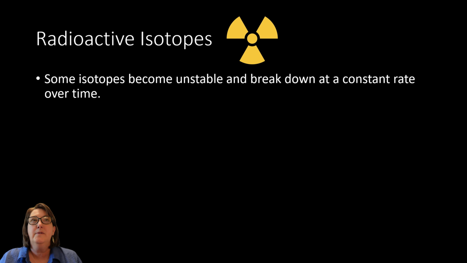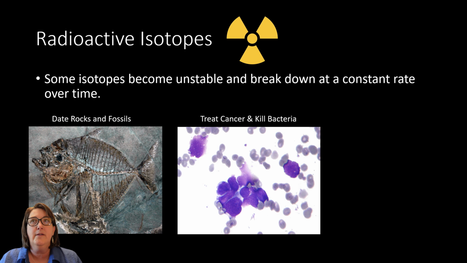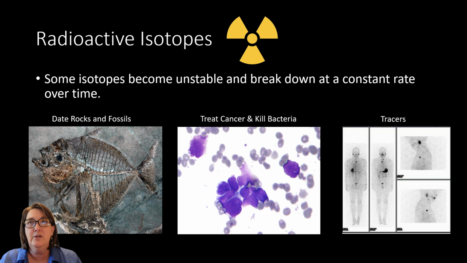Radioactive isotopes are ones that become unstable, and they're going to break down at a constant rate over time. Examples would be your carbon-12, carbon-13, carbon-14. These are used to date rocks and fossils. They can be used to treat cancer and kill bacteria. They're also used as tracers.